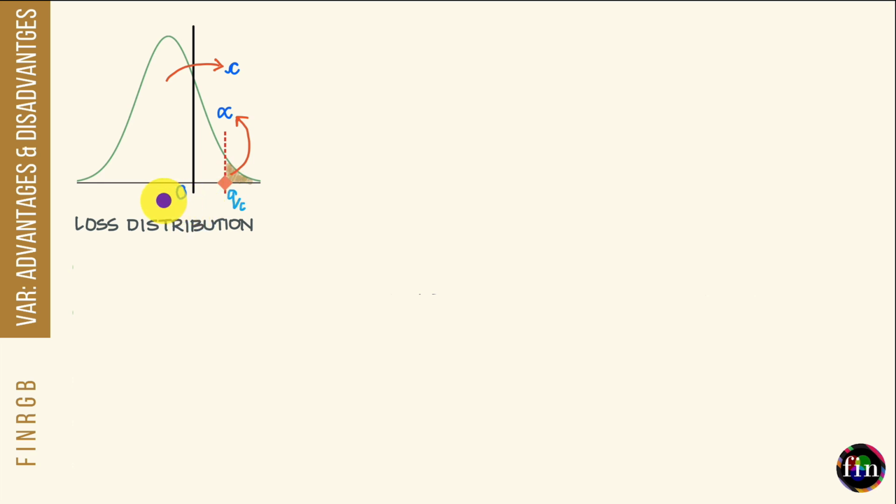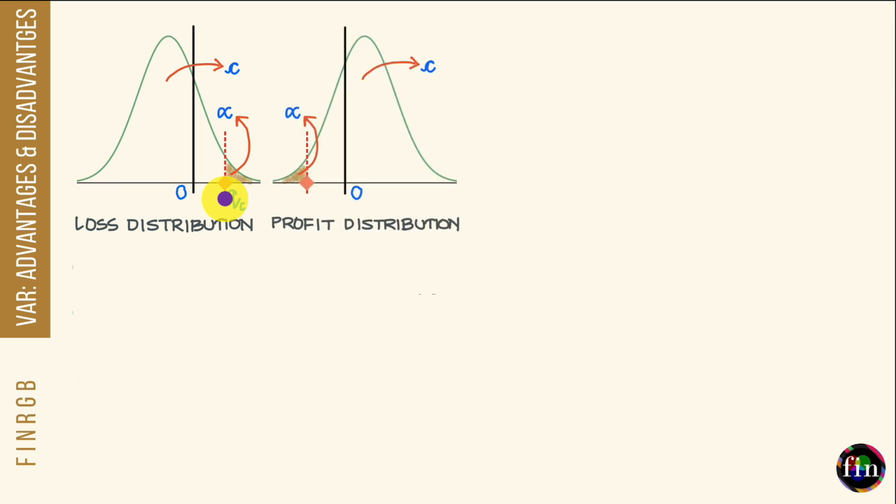Okay, now if instead of a loss distribution, let's say you were given a profit distribution, how will you read off the VaR from this distribution? Well, I know that profit is nothing but -1 times the loss. Therefore, my profit distribution is nothing but my loss distribution which has been flipped around a vertical axis.